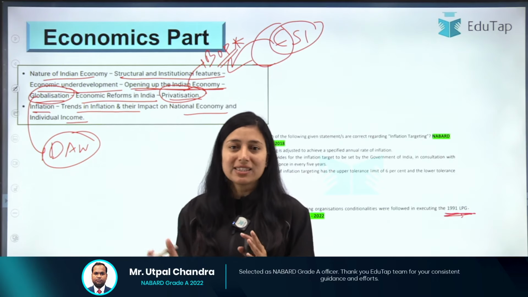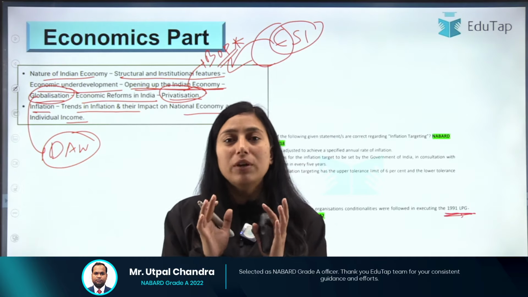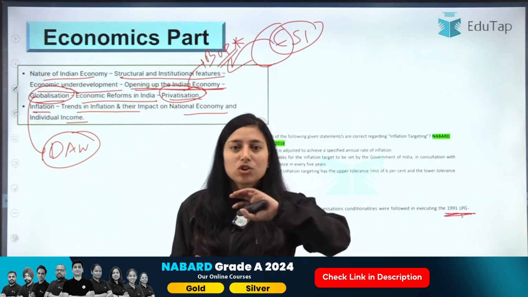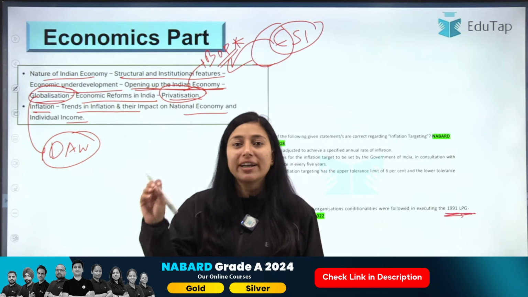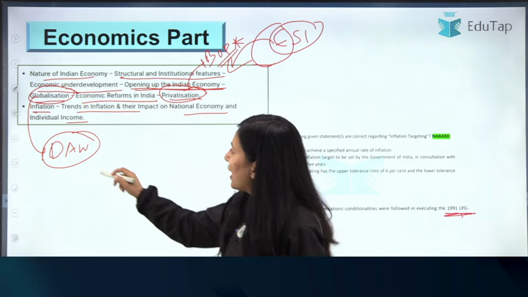Whenever you are studying any subject, especially ESI in agriculture, try to study it in both objective as well as descriptive point of view. Make short notes for objective and try to write complete content for descriptive. Clear? Next we have is inflation.